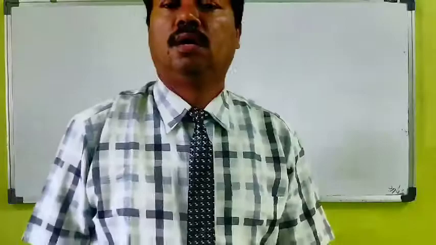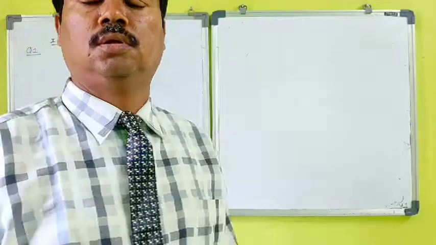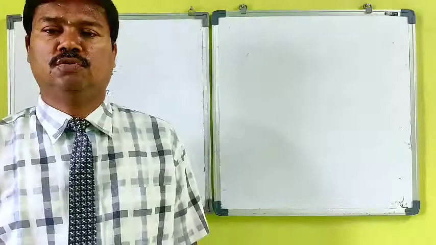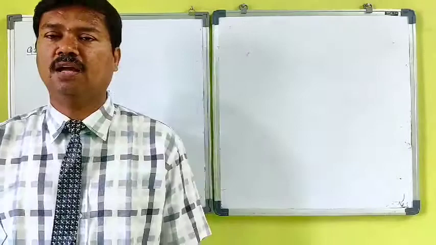Now, based on the previous concept, we will solve numericals. So we'll start with the numericals. In the first question, what is given? In an AP, the 9th term is 35 and the 19th term is 75. The question is, what is the 20th term?